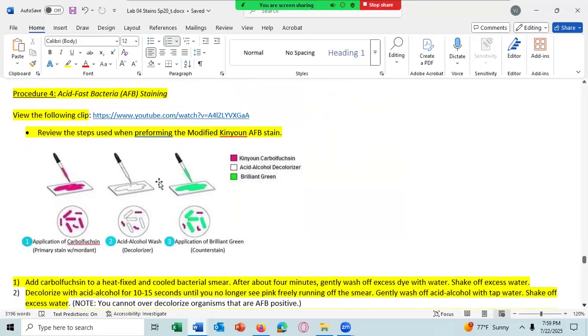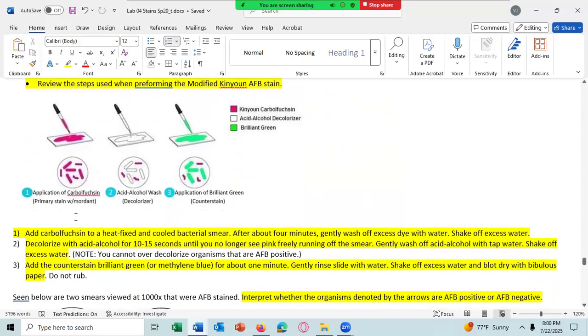For procedure 4, we're looking at the acid-fast bacteria. View the following video clip for doing the acid-fast stain. And this is the steps when performing the modified Kinyoun acid-fast bacteria stain. There is more than one acid-fast bacteria stain. This one we're only talking about the modified Kinyoun acid-fast bacteria stain.